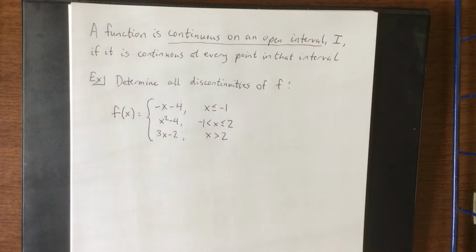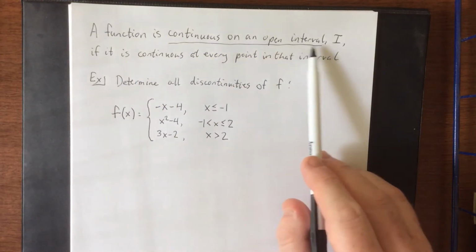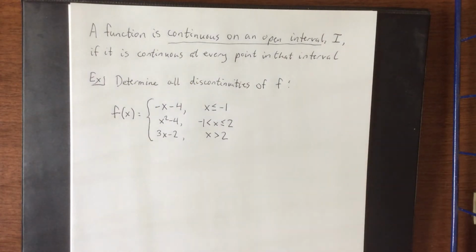Now we've defined what it means for a function to be continuous at a point. Now we're going to extend that to the concept of continuous on an open interval. A function is said to be continuous on an open interval, we'll call that interval I, if it is continuous at every point within that interval.